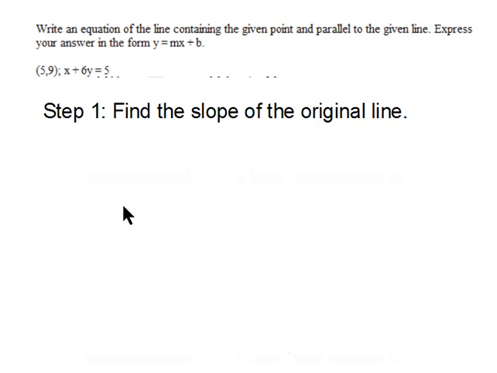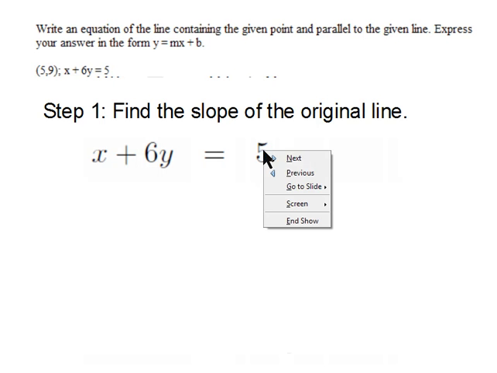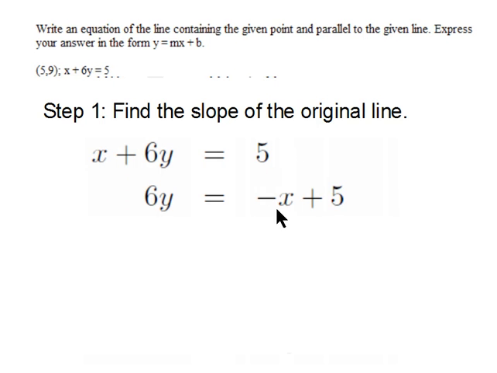So the first step is going to be to find the slope of the original line. We start with x plus 6y equals 5. But we want this to be in slope-intercept form so we can see what the slope is. Slope-intercept form is y equals something times x plus something. So we know we don't want to have an x over on the left side of the equation, so we're going to start by subtracting x from both sides. If I subtract x over here, they'll cancel. If I subtract x over here, I'll have just negative x plus 5 on the right.